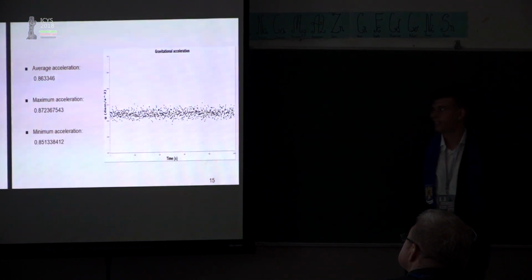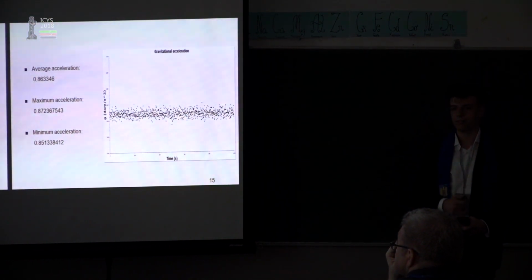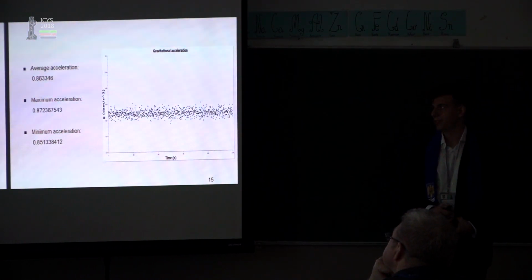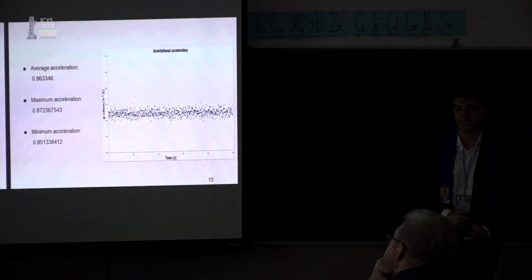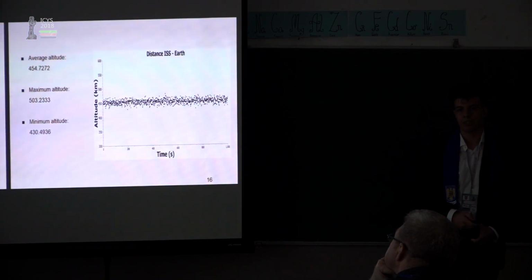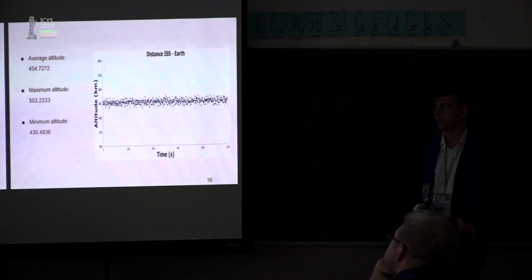Here is a chart of the gravitational acceleration present on the ISS, which was 0.86 decameters per second squared, and the average altitude was 454.72 kilometers.